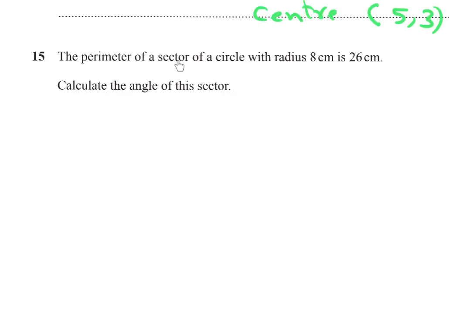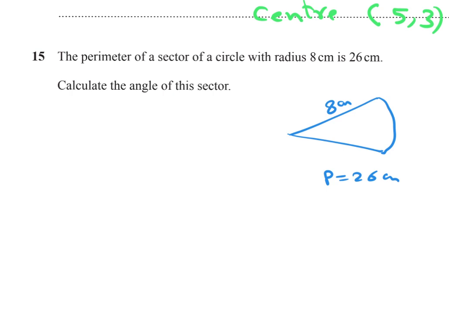The perimeter of a sector of a circle with radius 8 cm is 26 cm. We calculate the angle of this sector. So we have this sector, radius 8, and the perimeter is 26. How to find the perimeter of the sector? Use the formula. The perimeter is the distance around the sector.